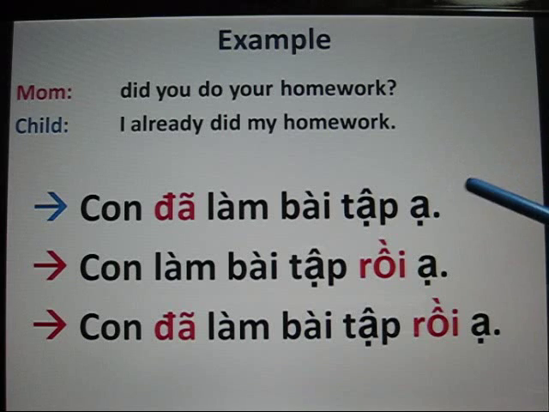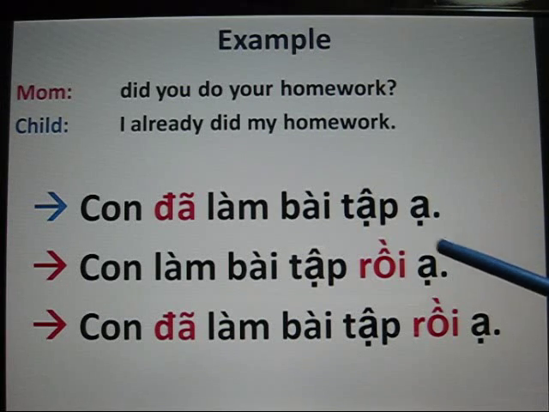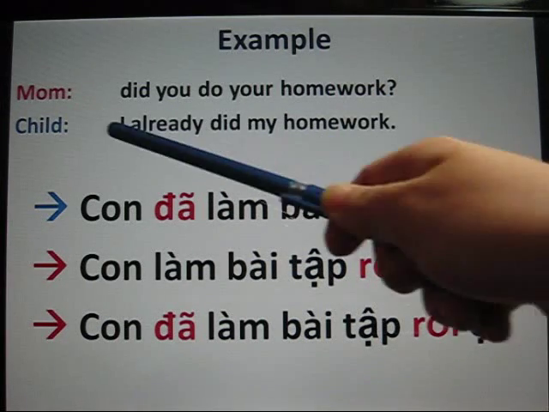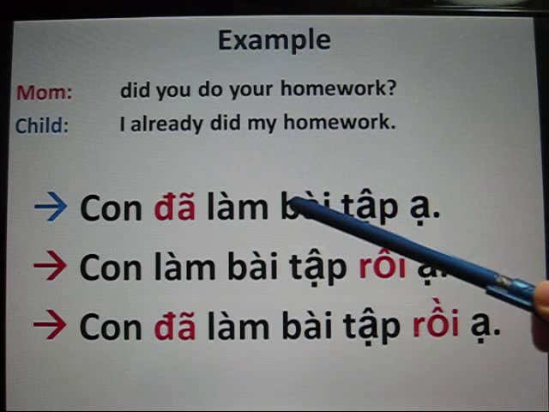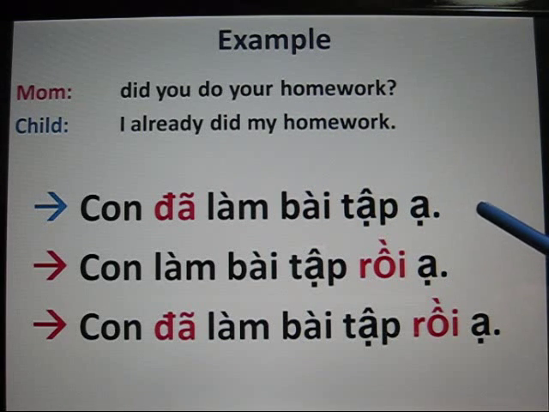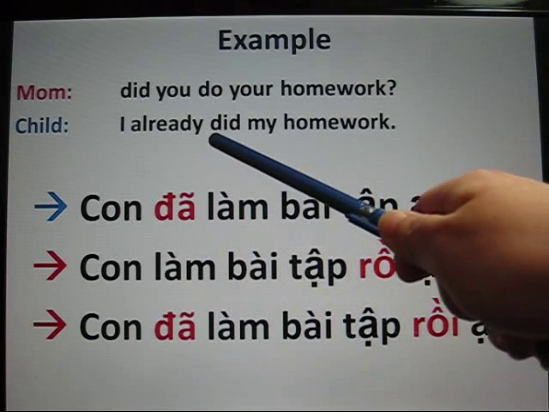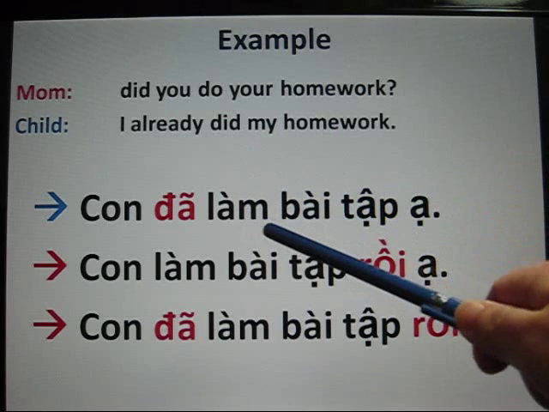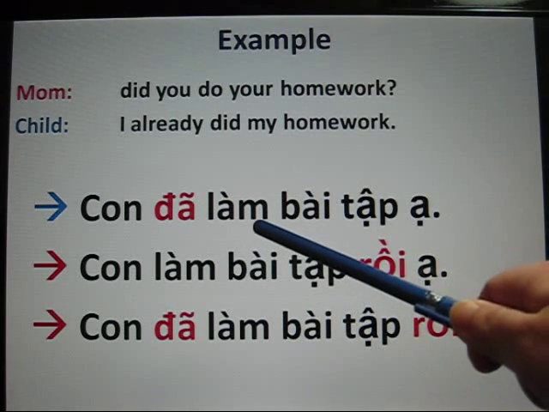Here, the first one, con đã làm bài tập ạ. Here, con is I, because it's a child talking to his mom, right? And làm is did or do, you can say that. Bài tập is homework. Ạ is the word for politeness when you talk to elders, like your mom and parents. We already studied it in the previous lesson. So remember đã is used in front of the verb. At here you see, this is the verb, right? It's the verb làm. So we add the word đã in front of the verb here.